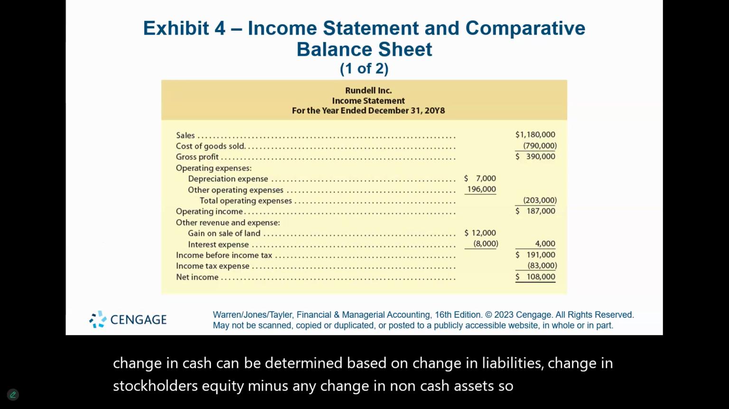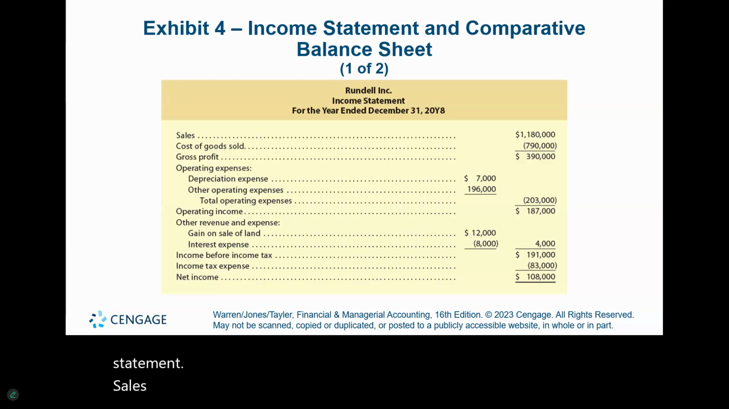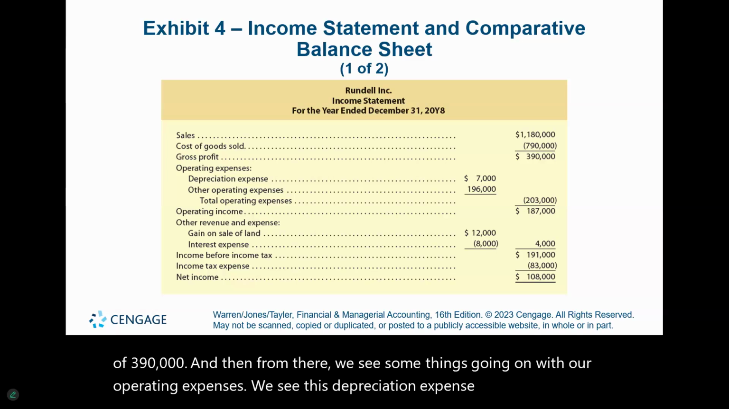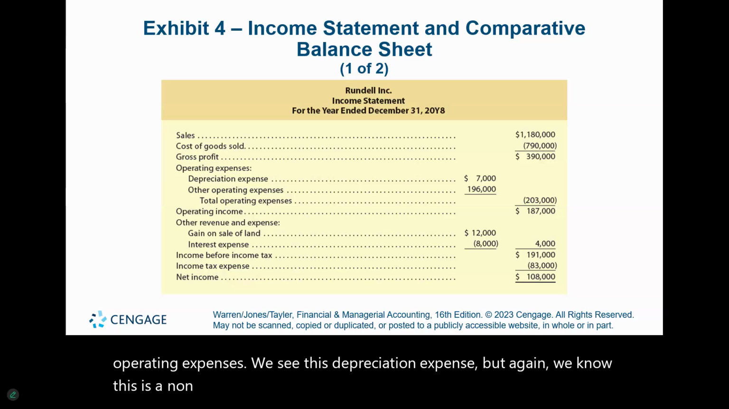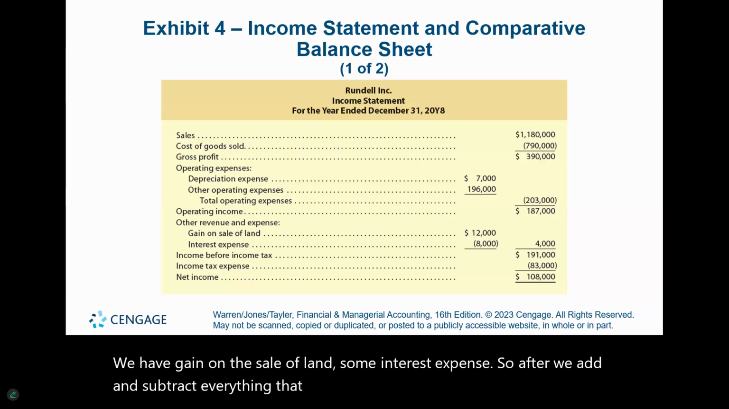So here we have this example, same company, Rundell Incorporated. We see the income statement. There's sales of $1,180,000. After we subtract cost of goods sold, there's gross profit of $390,000. And then from there, we see some things going on with our operating expenses. We see there's depreciation expense, but again, we know this is a non-cash expense. We also have some other operating expenses. We have gain on the sale of land, some interest expense.